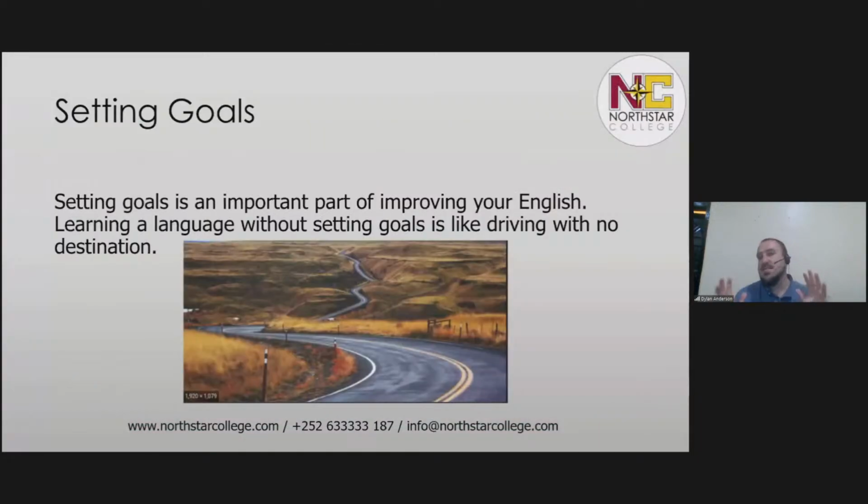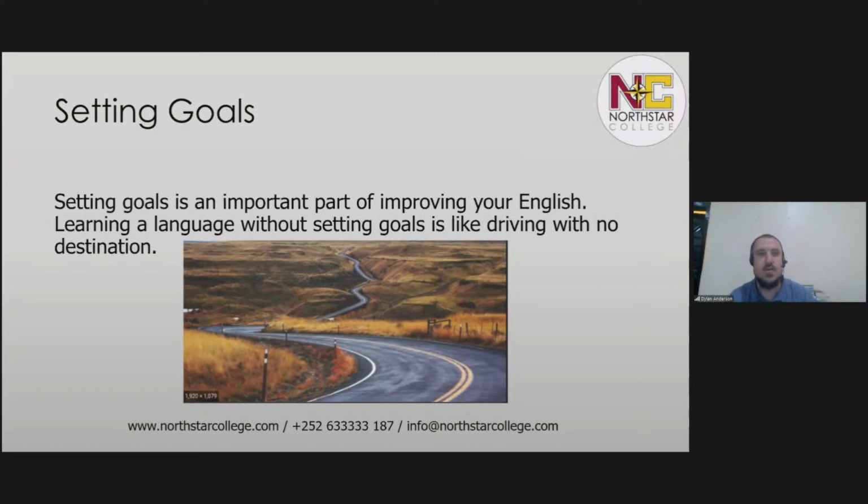Setting goals is a very important part of improving your English, as with every other part of life. Learning a language without setting goals is like driving with no destination. You're just going, not really going to a specific place. It's hard to track your progress. You don't know if you're any closer to your destination or farther away. All you know is that you're driving, and it can be difficult to study English in that way because you don't know how well you're improving. You don't know your weekly progress.